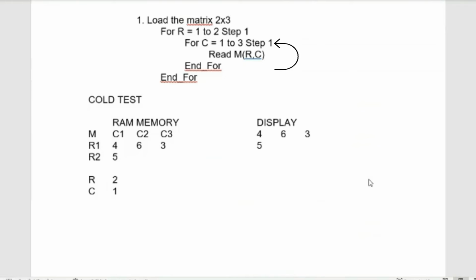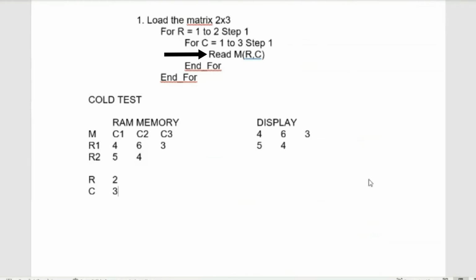Step 1, that means column is 2. Now read a number and store it in the matrix row R, column C. Suppose you receive number 4 again. So this number 4 is coming here. Why? Because this is row 2, column 2. And 4, so step 1.